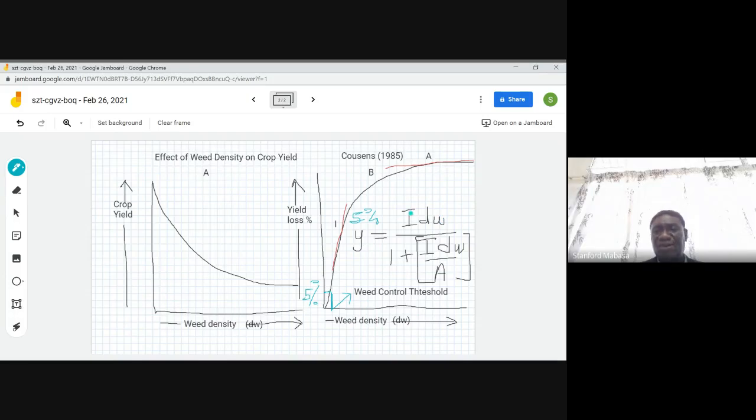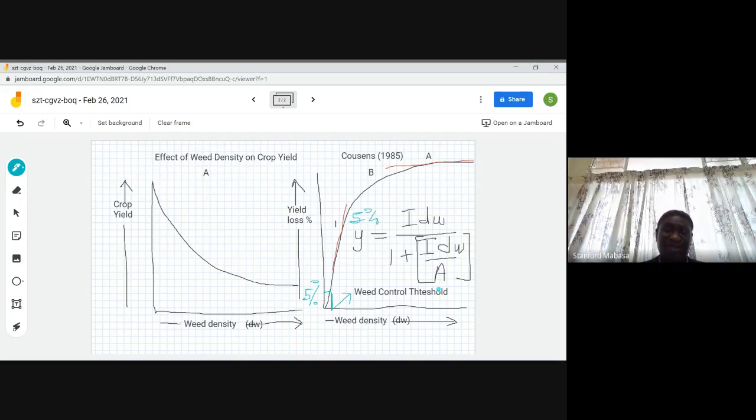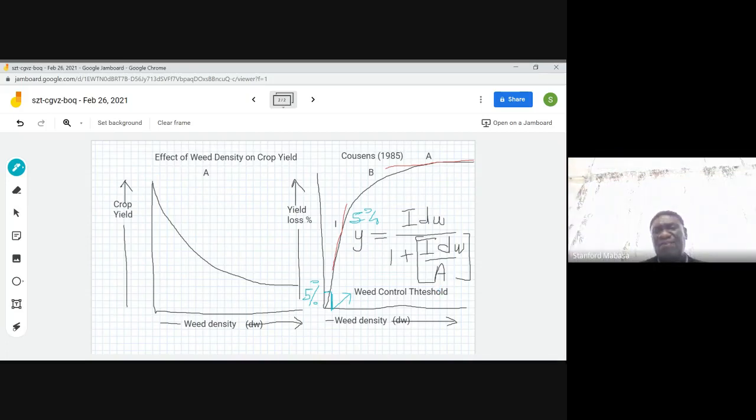Of course, you'll be knowing the slope as well as the maximum yield loss. Now, there is a problem when implementing this model or these graphs in order to manage your weeds, or you want these graphs to tell you when to start weeding, depending on the density.